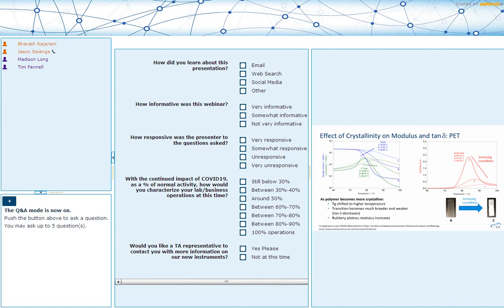So examples of places where it would fail would be miscible blends, PEO and PMMA. TTS does not work. Immiscible blends, polystyrene and PMMA, or polystyrene and LDPE, it does not work in those cases.